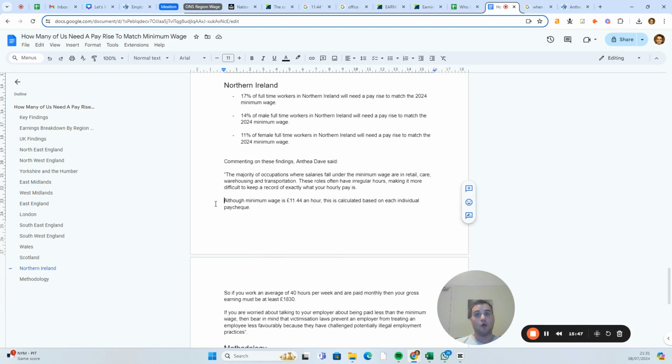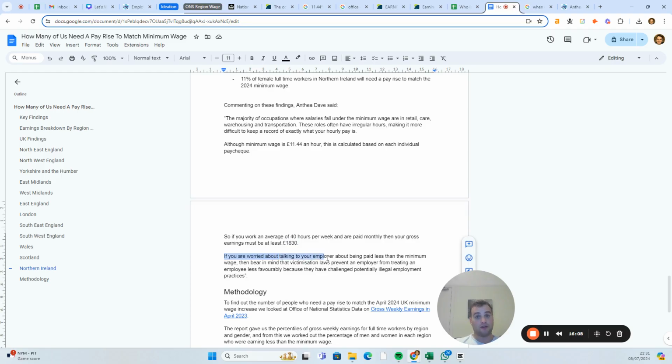Then I carry on. Although the minimum wage is £11.44 an hour, this is calculated based on each individual paycheck. So if you work an average of 40 hours per week and are paid monthly, then your gross earnings must be at least £1,830.